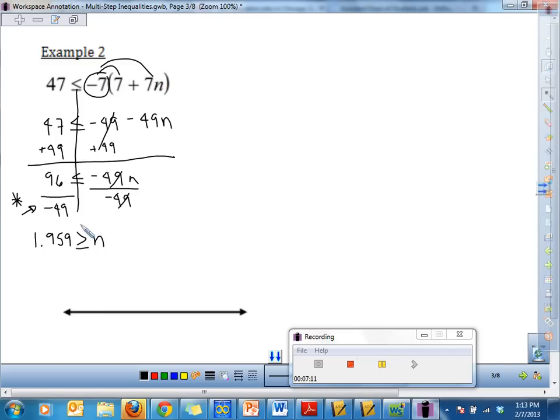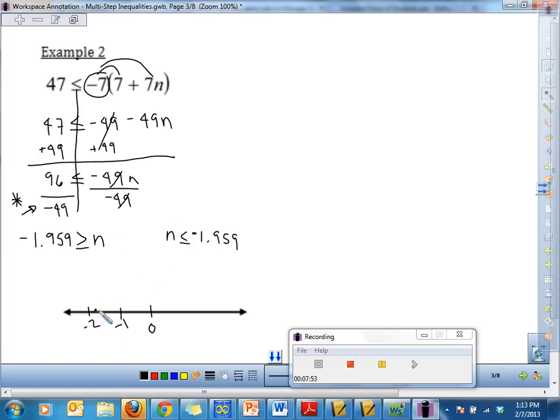Now it's okay that we got a decimal, and we can make sure that decimal is right by checking it at the end. Now if I want to graph this, I'm going to rewrite this so that the n comes first, so that's a little bit easier. And this is, I'm sorry, a negative 1.959. I'm going to go ahead and draw my 0. I know it's going to be here, and I need to ask myself, where would negative 1.9 fall? It's in between the negative 1 and the negative 2. I also know that it's closer to negative 2 than negative 1. It's almost at negative 2.